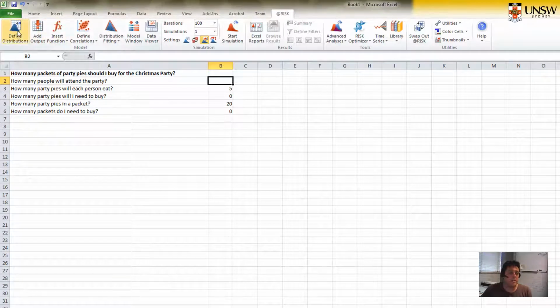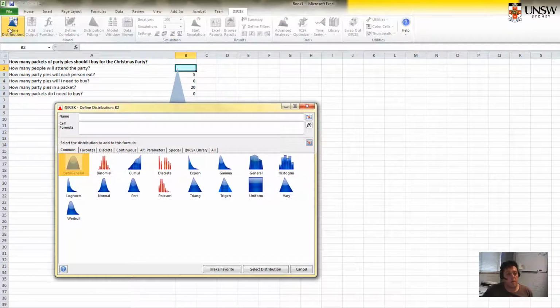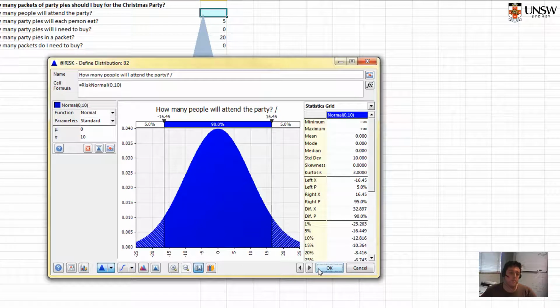And I'm going to use this function over here called define distributions, for which I'm going to put in a distribution that describes the uncertainty around the number of people that may be attending the party. In this case, I might use a normal distribution. So I'll click on select on normal distribution and then select distribution. Now I can define my normal distribution in terms of the key parameters that are used to define a normal distribution, which are the mean and the standard deviation. So let's say I make the mean around 100 people, and maybe that standard deviation could be 10.